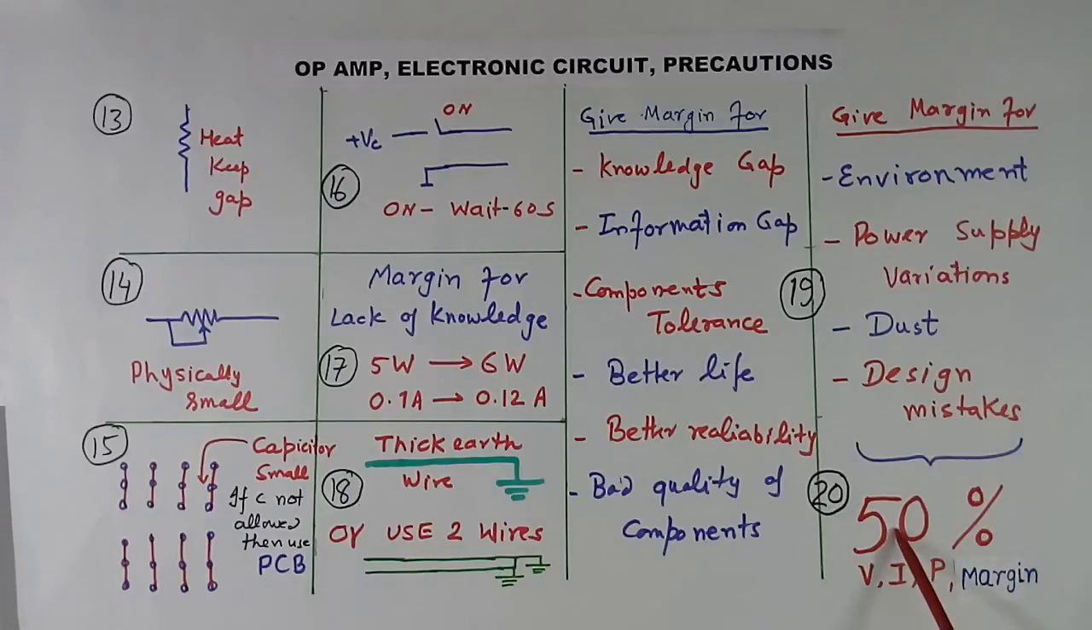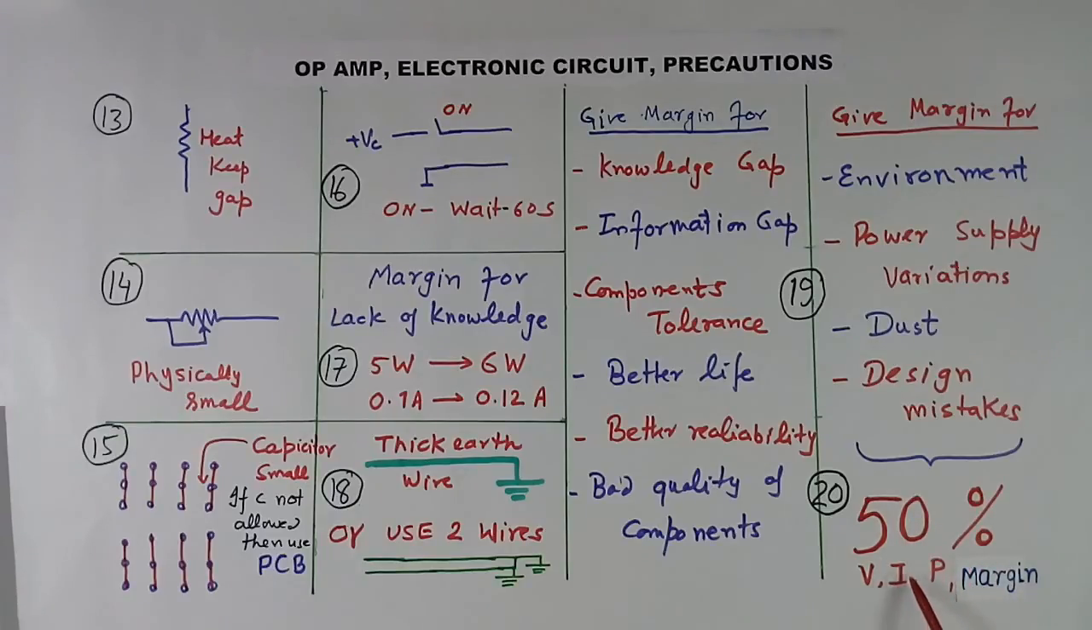My experience is to give 50% margin in VIP: the voltage margin, current margin, and power margin. Voltage means, if you have to design some circuit from 100 volt to 200 volt, design for 50 volt to 400 volt, like that. 200 volt will become 300, you give for higher voltage.